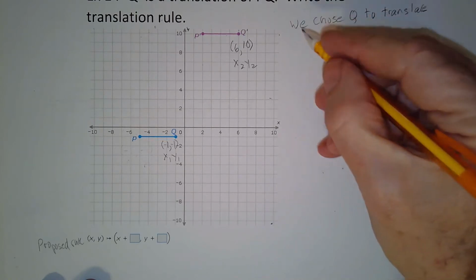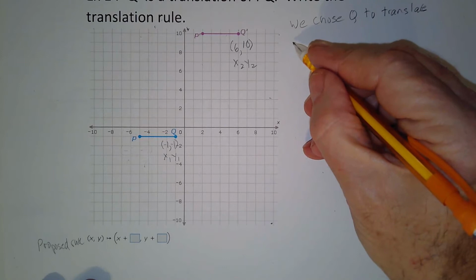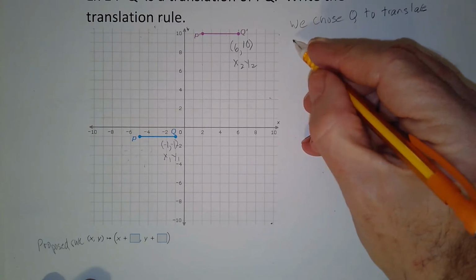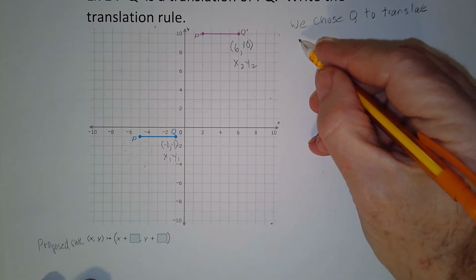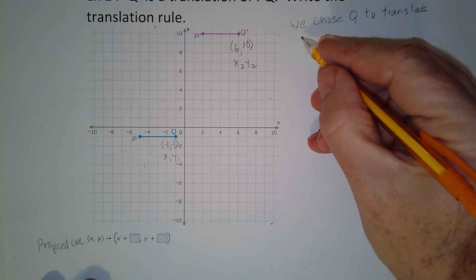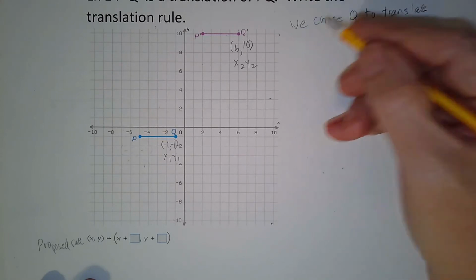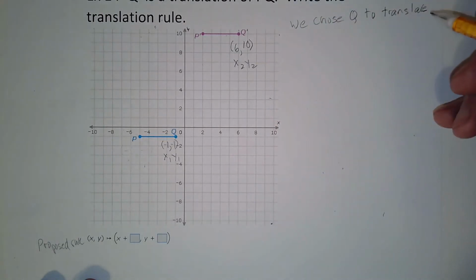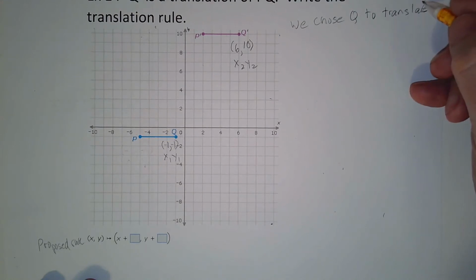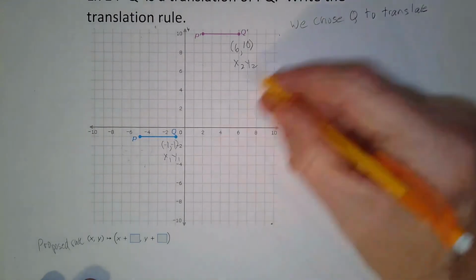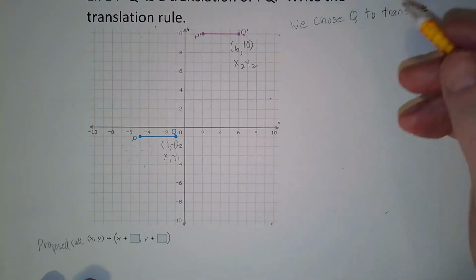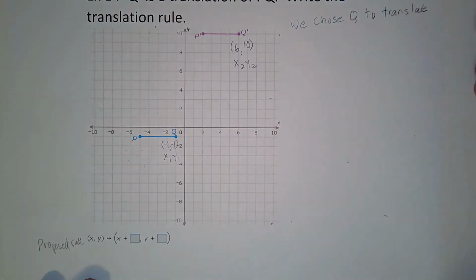So Q's coordinates are going to be 6 and 10, I believe. Let me see here. No, I take that back. Yeah, 6 and 10. So we choose Q to translate. Well, that's Q and that's Q prime. So 6 and 10 is Q prime. So we're going to deal with both of these.